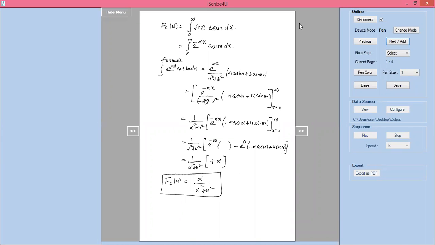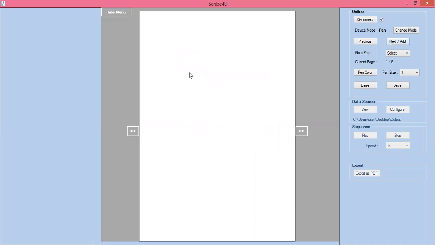Obtain the Fourier cosine transform of the function f of x equal to 4x for 0 less than x less than 1, 4 minus x for 1 less than x less than 4, and 0 for x greater than 4. This is the given problem.